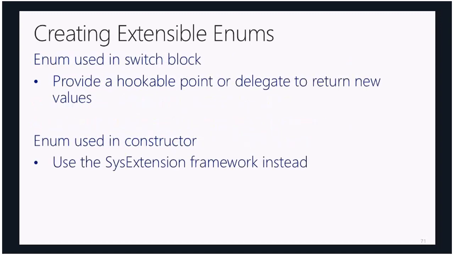Another common issue with enums is they're used in a switch block, and the default case will throw an exception, thus making it impossible for a partner to provide their own value for the enum. Thus, before marking an enum as extensible, it is necessary to ensure any switch statements on the enum are either hookable by a chain of command or have a delegate to allow partner code to hook into the logic.